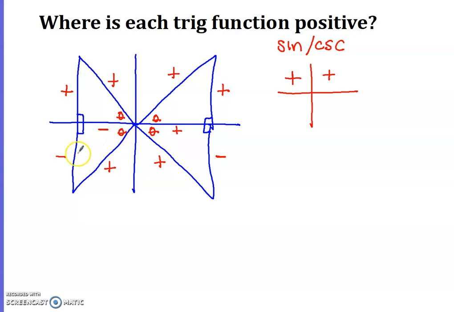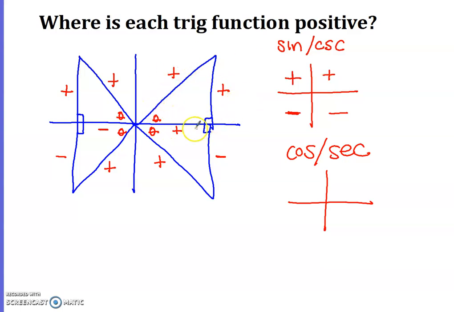As I go to the third, opposite over hypotenuse, that's negative over positive, which would be a negative ratio. And then in the fourth quadrant, opposite over hypotenuse, that's a negative over a positive, so that is negative. So looking here, sine is always going to be positive in the first two quadrants and is always going to be negative in the third and fourth quadrant. Moving on to cosine and secant. Again, since those are reciprocal functions, the signs will be the same.